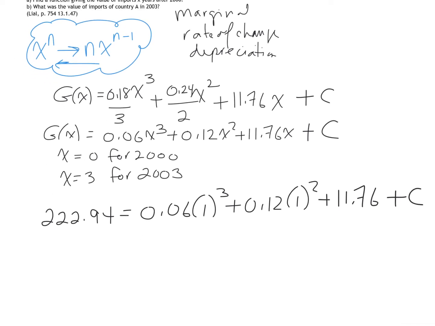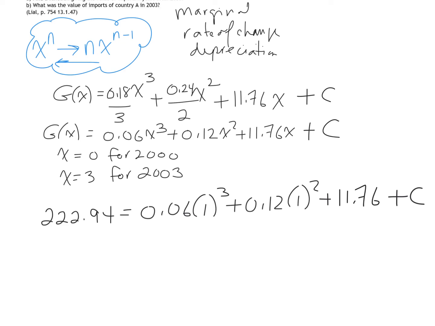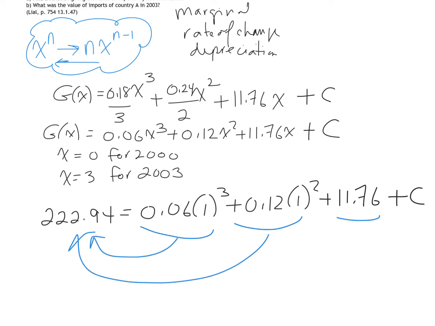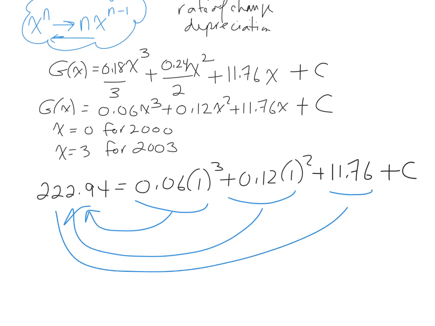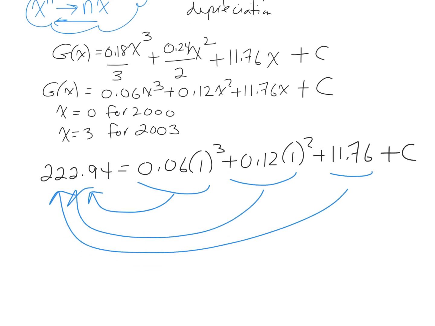Okay, plus C. And then what you're going to do again is, you do know 11.76 times x, which is 1. Yeah, I left it out, sorry. Yeah, that makes sense. And then I'm going to do your exponents first in this case because x is 1. It's a bit of an easier example. So I have 0.06, I subtract from the other side of the equality. I have 0.12 and 11.76. And then I'm going to be able to find out what the value of the constant is.